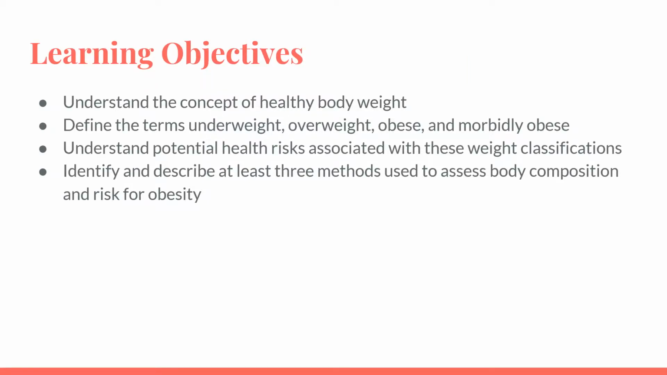A few key things that I hope you'll get out of this lecture: understanding how we might define a healthy body weight, also understand how the terms underweight, overweight, obese, and morbid obesity are defined, understanding health risks associated with particularly obesity and morbid obesity, and then identifying 3 methods used to assess body composition and obesity risk.